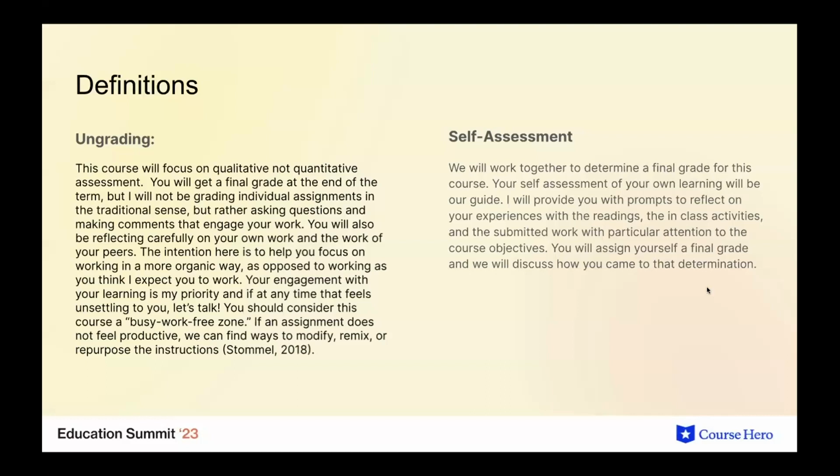So I ask them to reflect about their own assessment in relation to their course objectives. Then they assign themselves a final grade. And then they provide me with some explanation for how they came to that final grade.